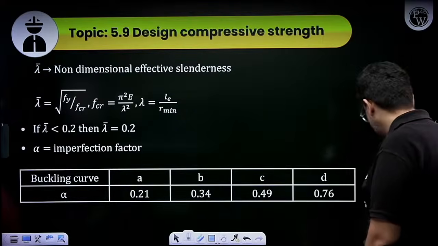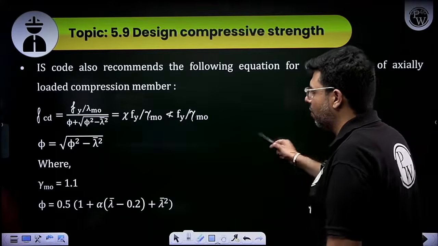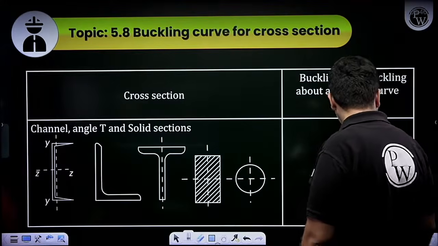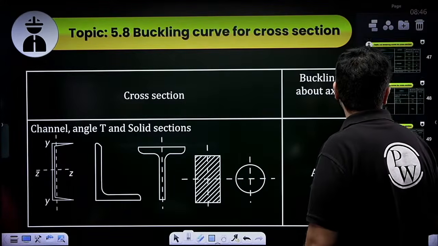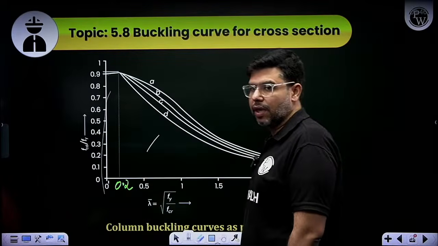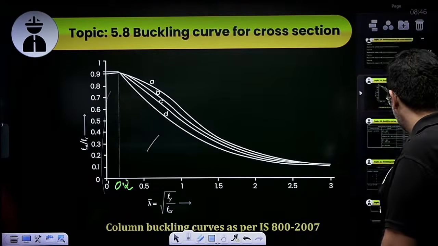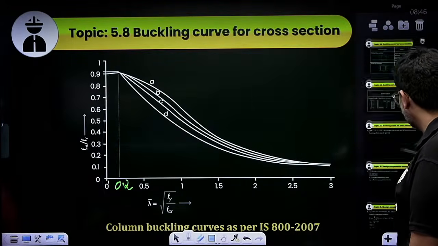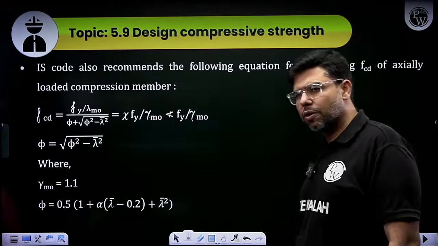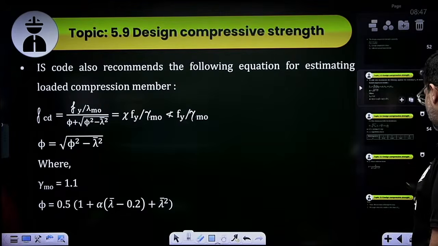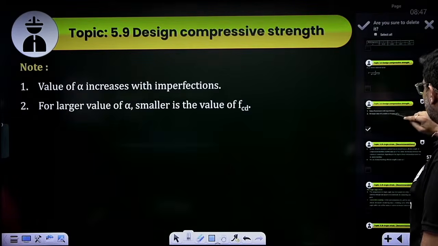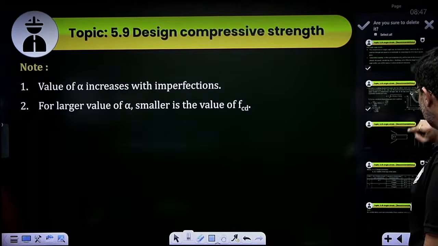So using this, for various lambda, you can find out FCD. Once you know FCD, you can find PD. And at different lambda, when we find the value of FCD, you will simply get this curve. Or in the IS code, we have some charts also given, and for every value of lambda, FCD is mentioned. You can just interpolate from there. That will also work. That you have seen as well. So this was all about compression members.